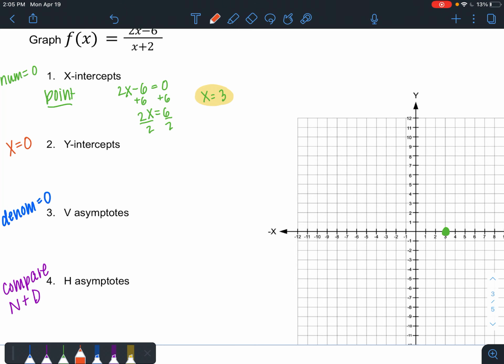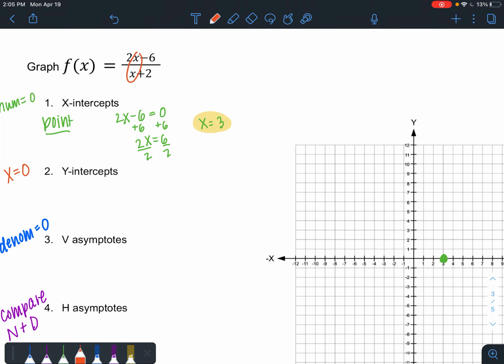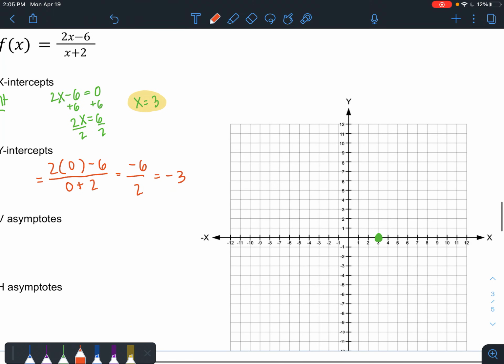All right, y-intercepts. What I'm going to do is plug in 0 for each of these x's. So 2 times 0 minus 6 over 0 plus 2. So I get negative 6 over 2, which is equal to negative 3. So I go on my y-axis and plot negative 3.